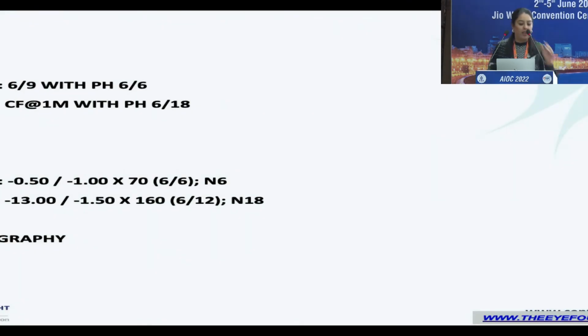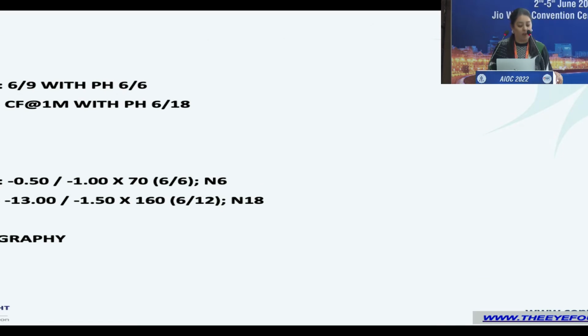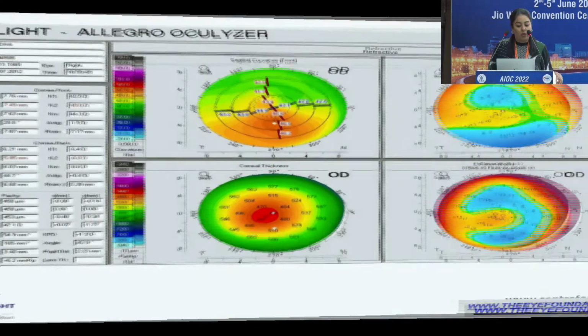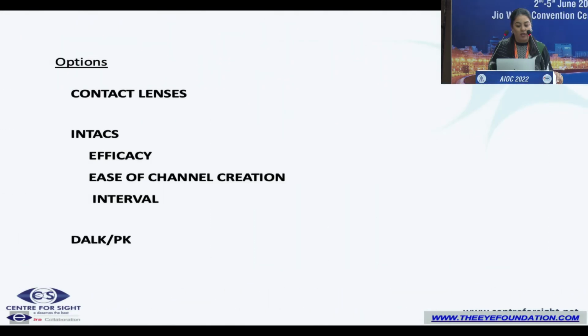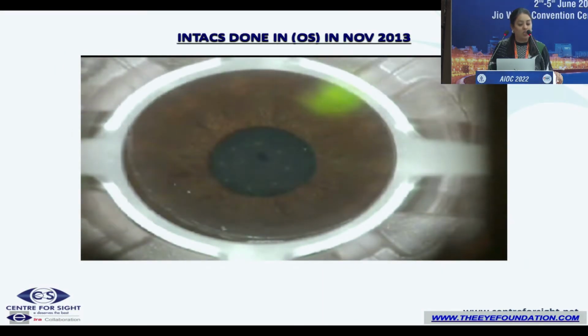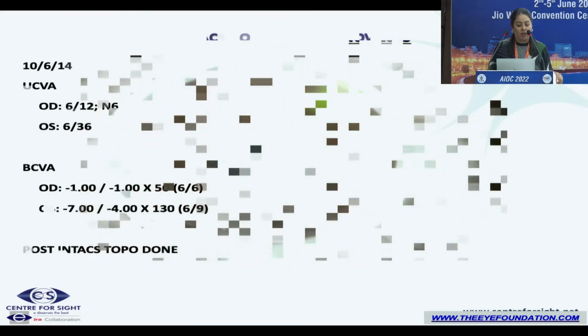So just ending with an example, this is a patient, actually Shreyas' patient, who has best corrected vision of 6/12, N18, and a poor uncorrected vision. You see that there's a very high amount of refractive error of -13 and -1.5. This is the topography of the eye that we'll be treating. First stage, the ICRS is going to be done. I'm not going to repeat the video for lack of time.